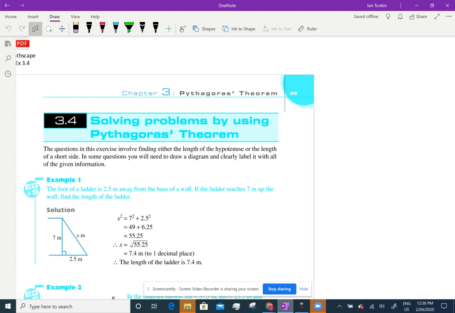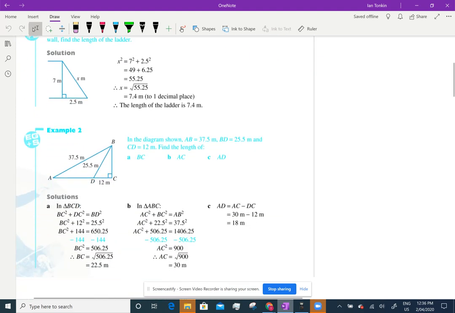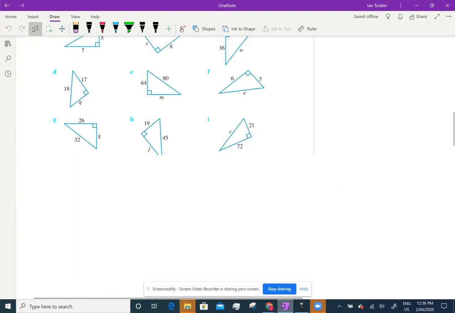When we did the other two exercises, the first one we were finding the hypotenuse and the second one was finding a short side. In this exercise, and I had to go to another textbook to get that, this is Mathscape, you have to come to a conclusion about which one you're going to use. You have to work out, well, am I going to find the hypotenuse or am I going to find the short side? So let's have a look.